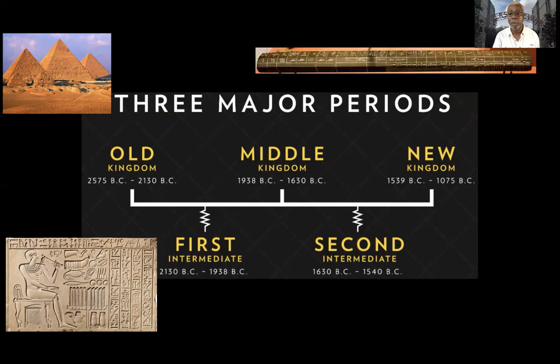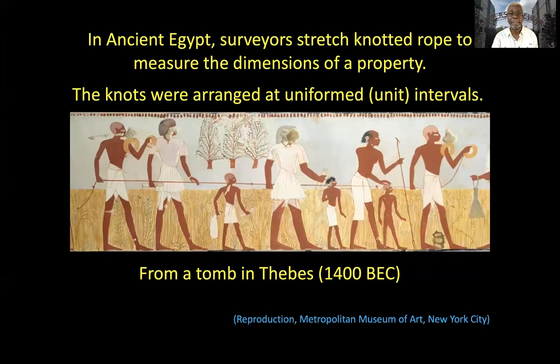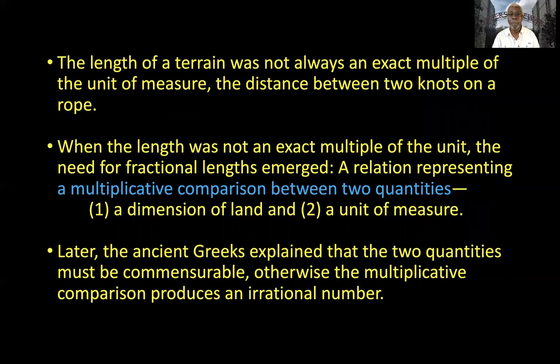We have, from the new period of Egypt, evidence of the instruments that were used for measuring. Here we have a cubit or a knotted rope used for measuring distances. Surveyors would stretch knotted ropes to measure the dimensions of a property. The knots were arranged in uniform intervals. These are units. And when measuring a terrain, it was not always the case that it measured an exact multiple of the unit of measure.